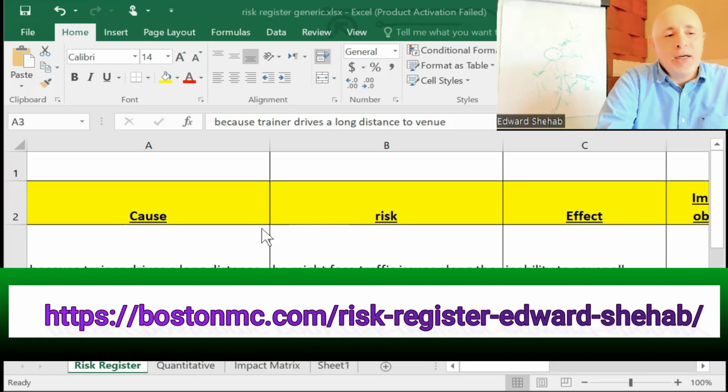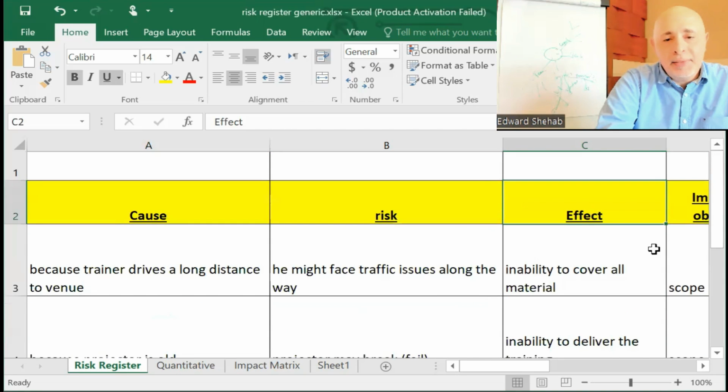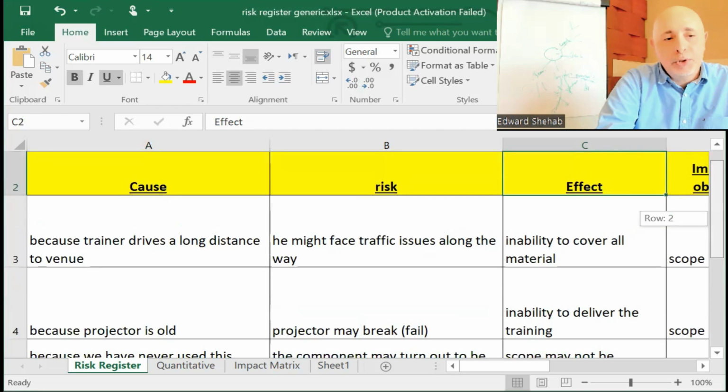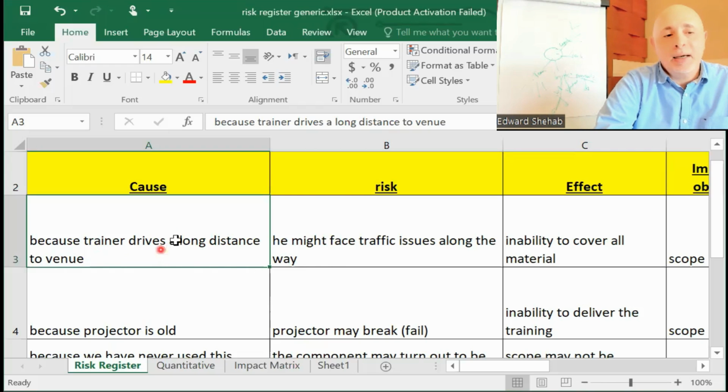So on this document here, this is the risk register. You see that I've broken my risks into cause, risk, and effect. And I'll read one example here. I think when I created this, it pertained to a training event somewhere, and we were worried that things could go wrong. So here, let's read the cause. Because trainer drives a long distance to venue, the risk, this is what could go wrong. The cause is typically something that is a fact here. Because trainer drives a long distance to venue, this has to be a verified fact. That's the general condition that gives rise to the risk.